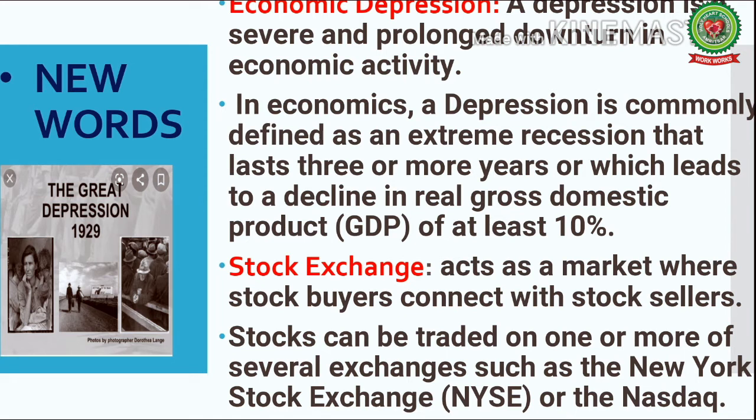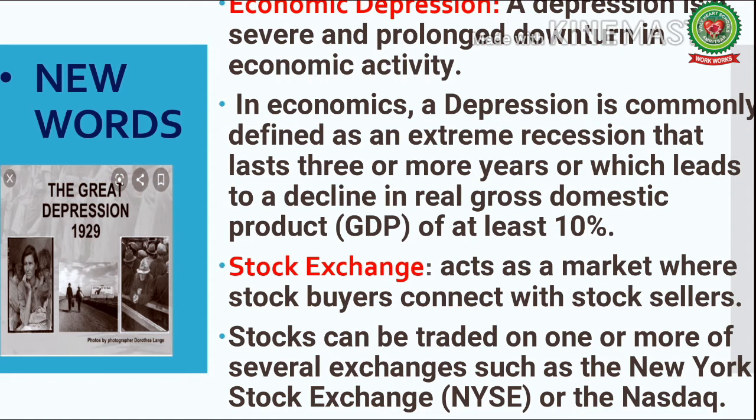If the economic activities are slow for at least 3 years, or it leads to decline in GDP of 10%. Now students, GDP stands for Gross Domestic Product. It means the number of goods and services produced in one country. Suppose the goods and services produced in one country show 10% decline as compared to the previous years, it shows that the country is going through the phase of economic depression.